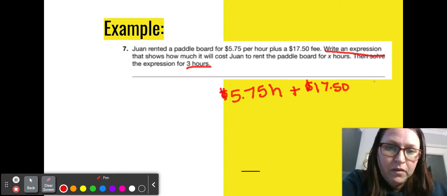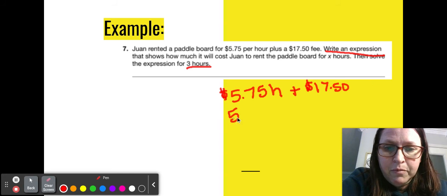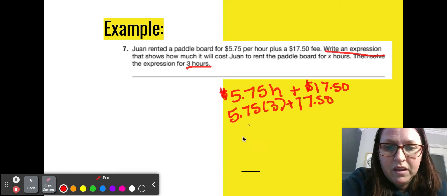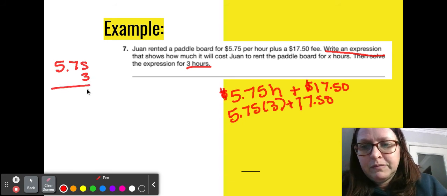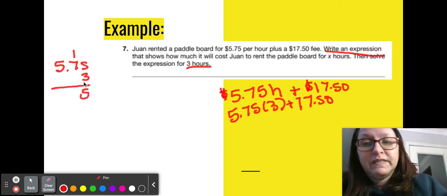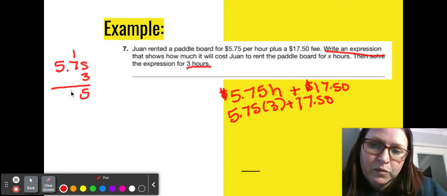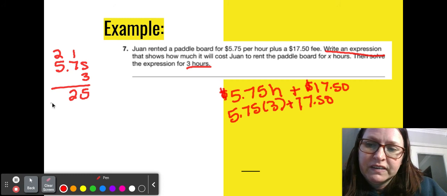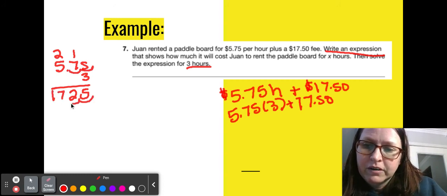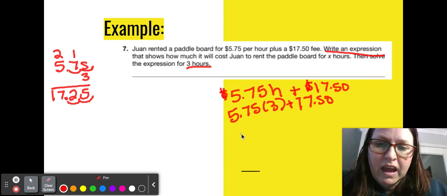And so I am going to do 5.75 times 3 plus 17.50. Well, 5.75 times 3. 5 times 3 is 15. 7 times 3 is 21 plus 1 is 22. 5 plus 3 is 15, 16, 17. I have 2 decimal places. So I'm going to come over here 2 decimal places.